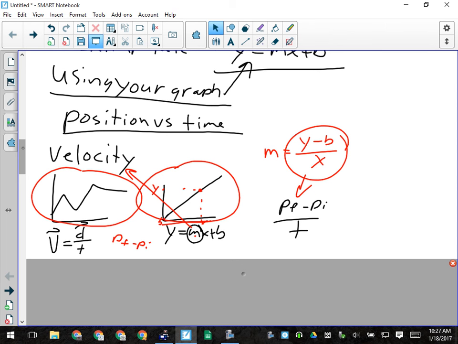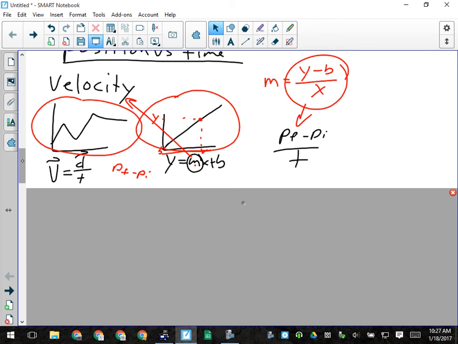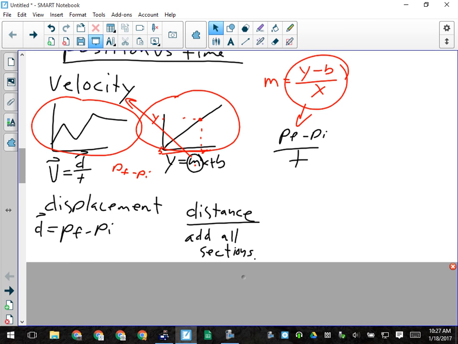So I can calculate three things off of a position versus time graph. I can calculate velocity, using either v equals d over t or y equals mx plus b, depending on the kind of graph. And I can calculate displacement, pf minus pi, or I can calculate total distance traveled. And remember, distance is scalar, so it doesn't care whether I go forwards or backwards on the graph. So I would add all of these sections together. Essentially what I would do is go pf minus pi for this section, pf minus pi for this section, same for this, and eventually end up with a bunch of numbers that I would have to add together, making sure that, since it's scalar, I make them all positive, whether they actually ended up being positive or not. That's what I would do.